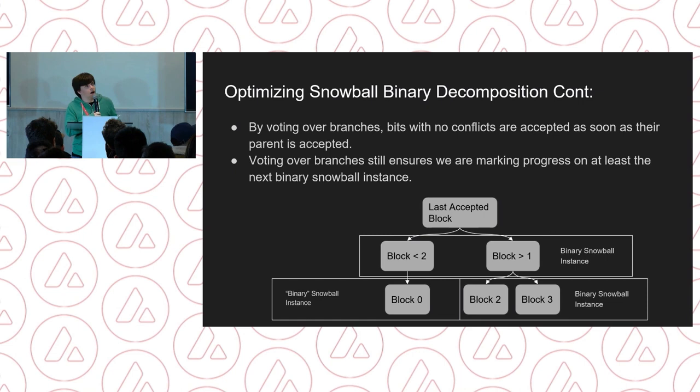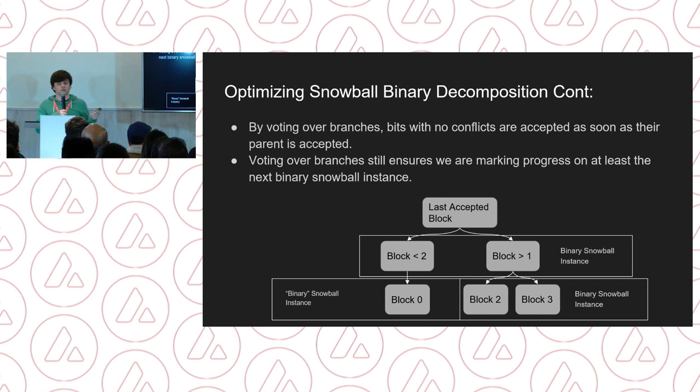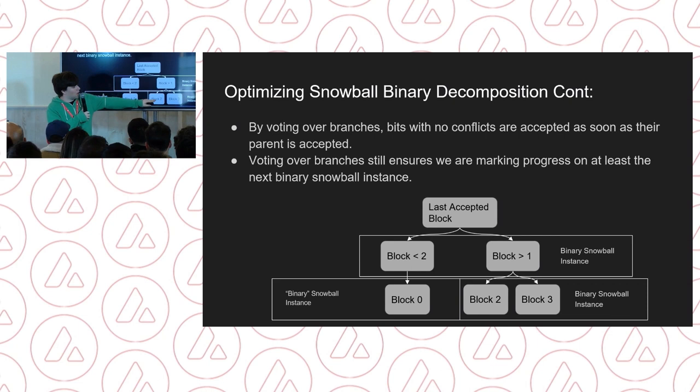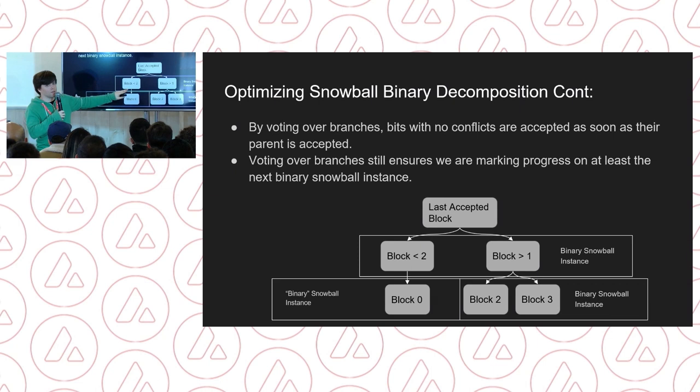Now, one thing to watch out for is if you're voting over branches, you might think, well, if I'm trying to vote over this branch one, branch two, branch three, I'm voting over three branches. Isn't this just the same exact thing as the multicolor problem? How are you actually solving anything here? And the reason why is that if you vote for branch on block two or block three, you're still making progress on block greater than one. So you're still always making progress on the most significant bit that's left to be decided. But in the case that you have basically no conflicts, you can essentially skip those rounds of polling.